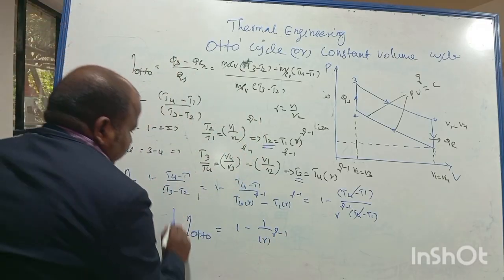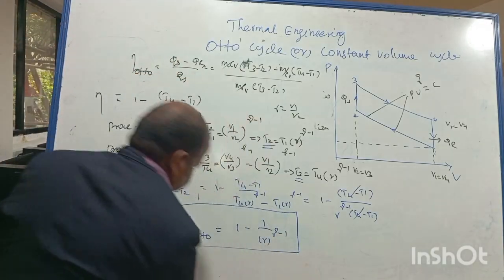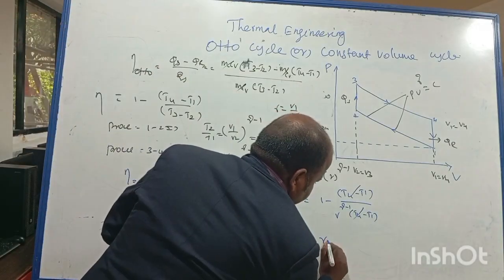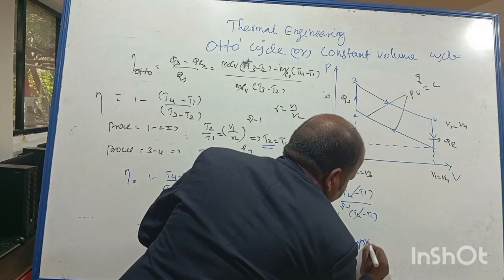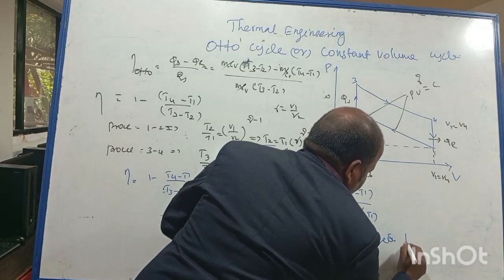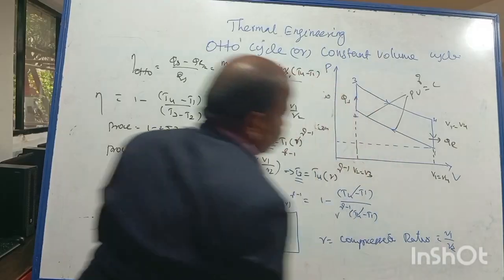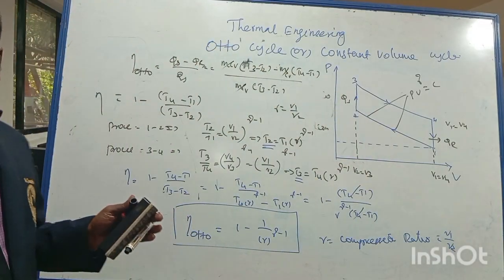So this should be the efficiency of the Otto cycle, where, as you already know very well, r is nothing but the compression ratio, that is V1 by V2. I hope everyone understood this one.